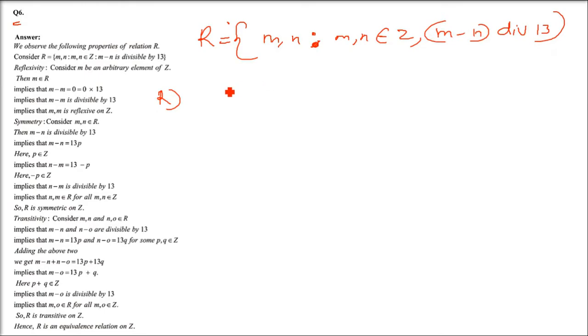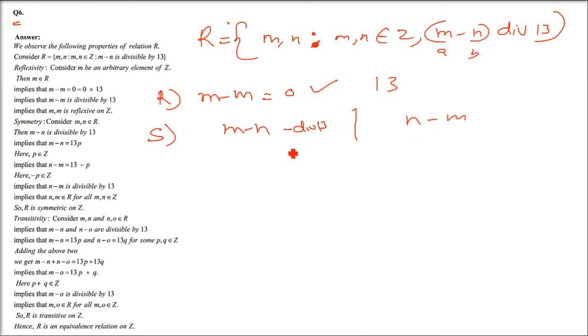So reflexive, let us check. Just replace m with n and n with m. So 0 is always divisible by 13. Symmetric: I am replacing m with n and n with m, so I am just changing the position. M minus n is going to be 13 times some constant k. So n minus m can be written as minus of m minus n, and you can always write it as minus 13k. So it is also divisible by 13.